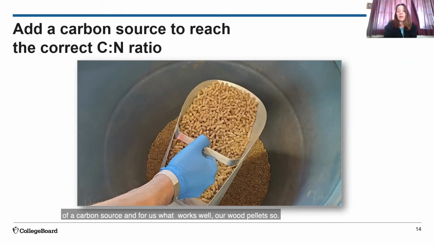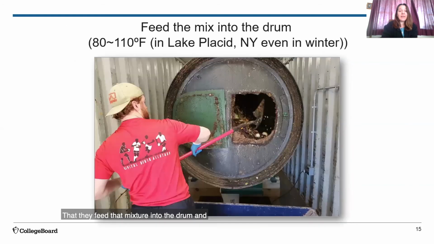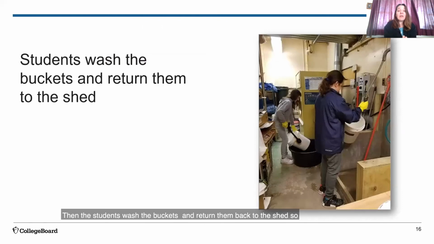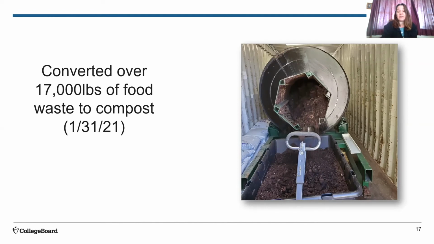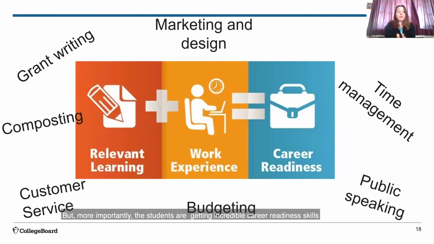And for us, what works well are wood pellets. So they add that, they feed that mixture into the drum, and we've been able to maintain temperatures between 80 and 110 degrees Fahrenheit, even here in Lake Placid in the middle of the winter with temperatures well below zero. Then the students wash the buckets and return them back to the shed so that the process can start all over again. And so far, they've been able to convert over 17,000 pounds of food waste to compost, diverting that from landfills. But more importantly, the students are getting incredible career readiness skills.